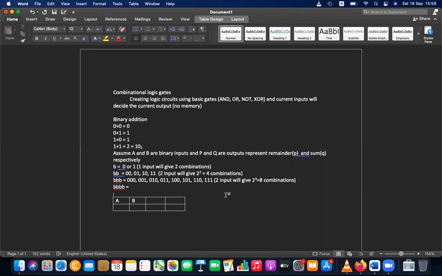Okay. Then, so you have 2 inputs, 4 combinations. Let's write the 4 combinations.